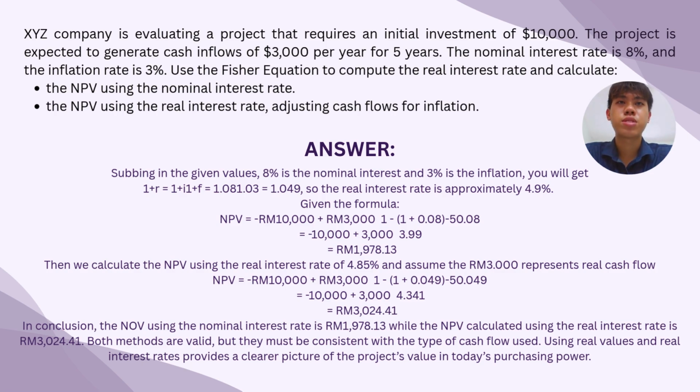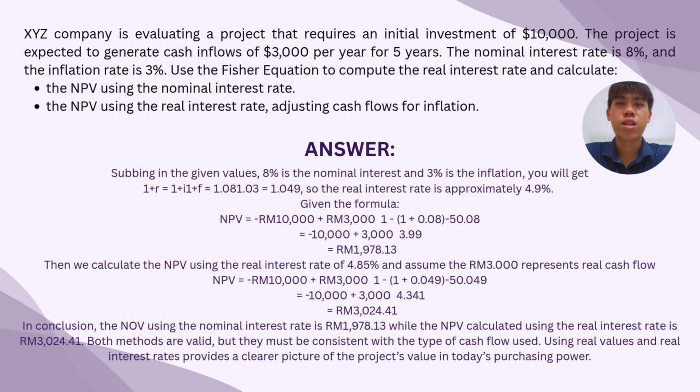We then calculate the NPV using the real interest rate of 4.9%. Assuming the 3K represent real cash flows, adjusted for inflation, the formula becomes NPV equals negative RM10K plus 3K times 4.341, and the answer will be RM3,024.41. In conclusion, the NPV using the nominal interest rate is RM1,979.13, while the NPV using the real interest rate is 3,024.41 ringgit.